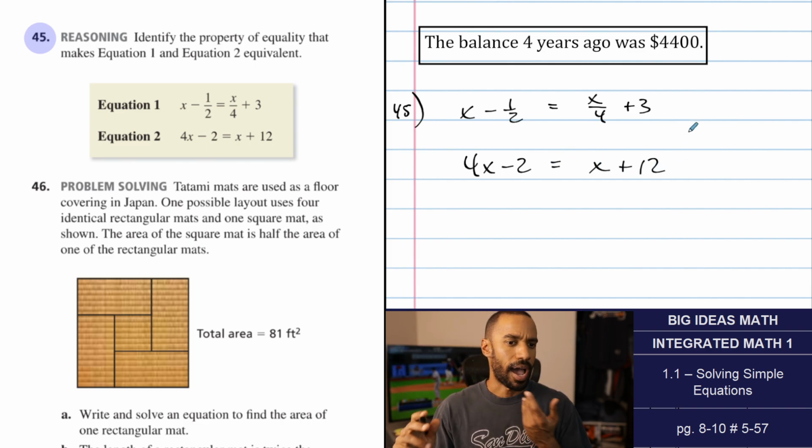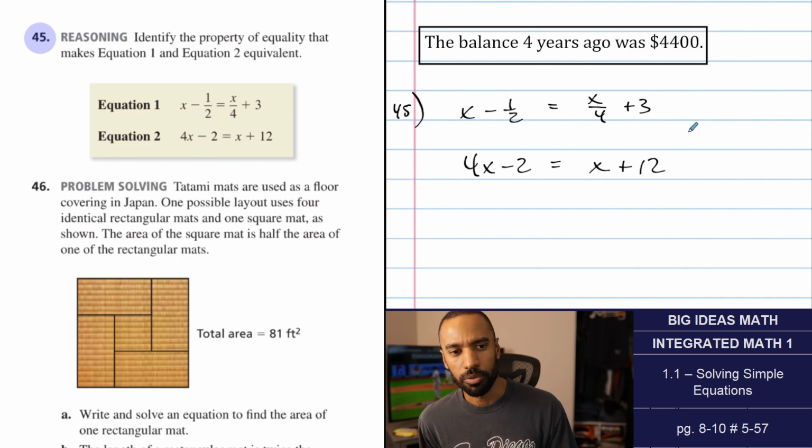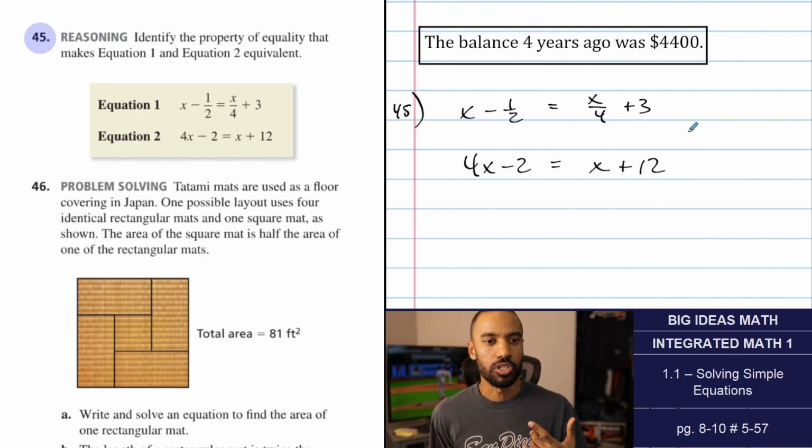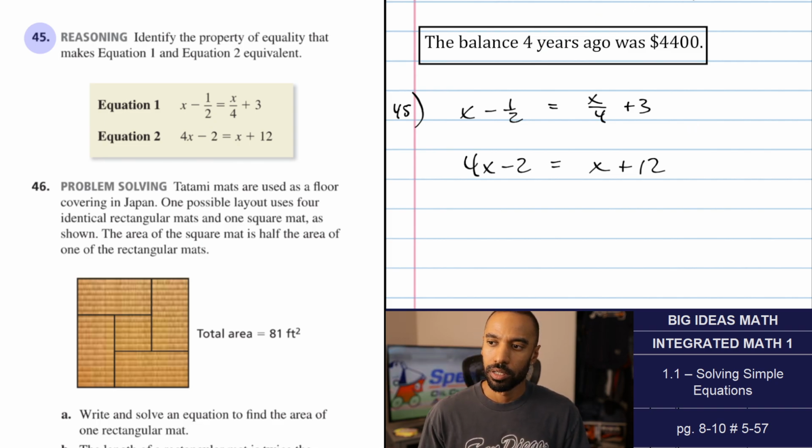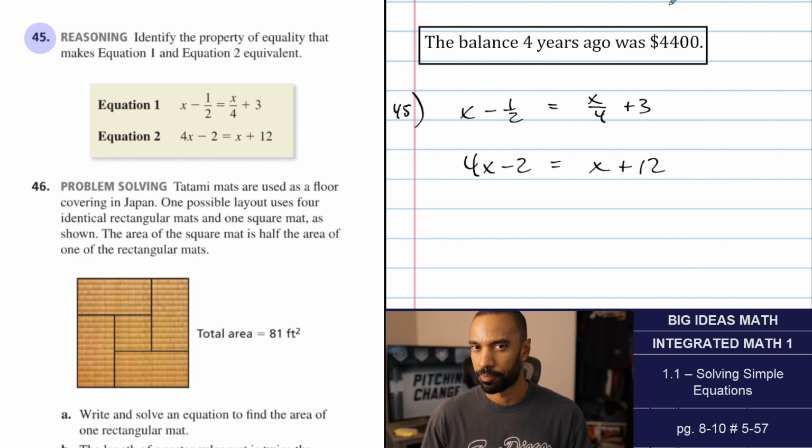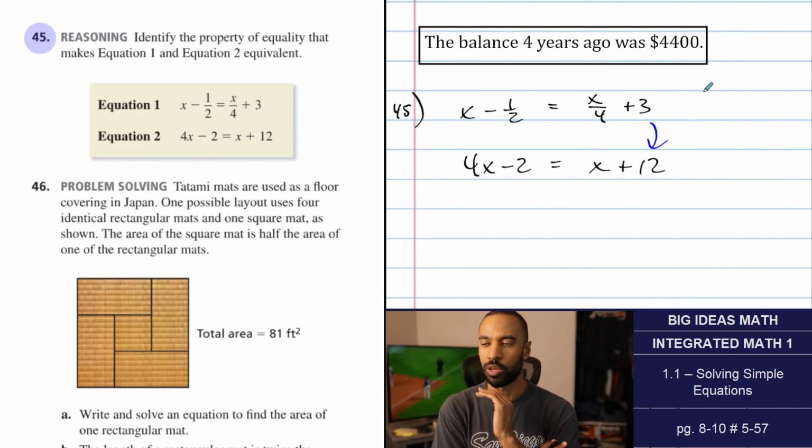Again, it's one of those things where I don't know what you guys know and don't know from here, but what makes equations 1 and 2 equivalent? What do you have to do to go from one to the other? And that's all that they're asking. Because it's only one action, I'd look more to some of the numbers first, like from 3 to 12. What are some ways you can get from 3 to 12 in one step?